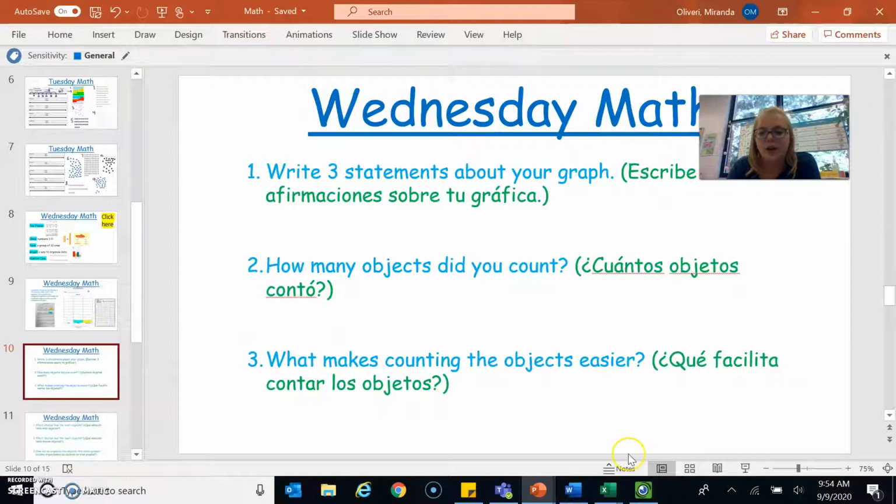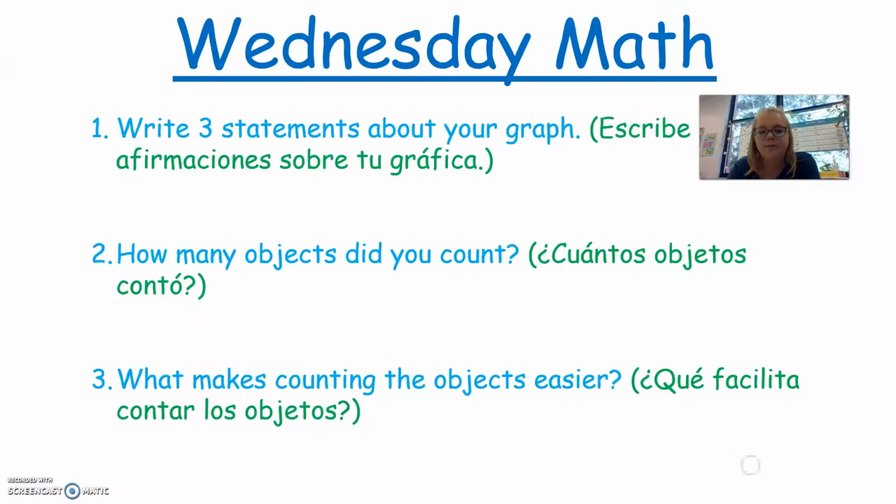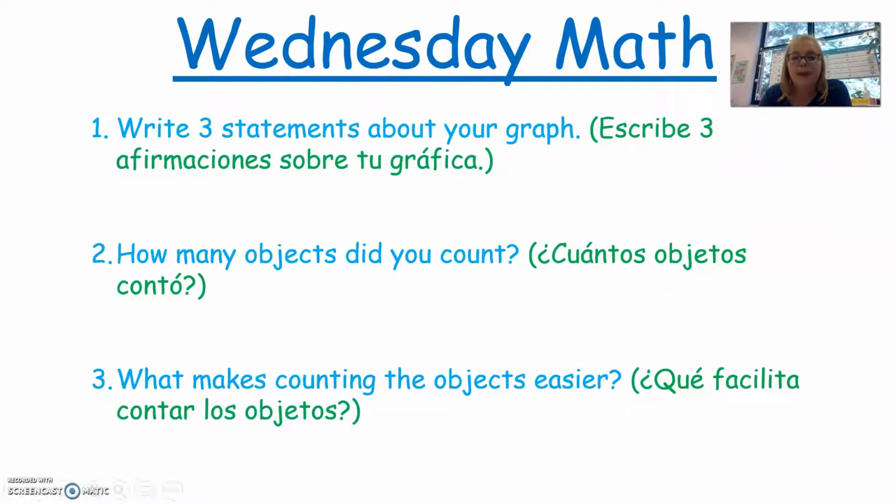Okay, so you should all be done with your graph. I'm going to read these questions out to you. Number 1 says write 3 statements about your graph. So that means write 3 facts about your graph. So you might write 0 to 49 had the most numbers, or 50 to 99 had the least numbers, or in total I had 10 numbers. You need to write 3 sentences about your graph, okay?